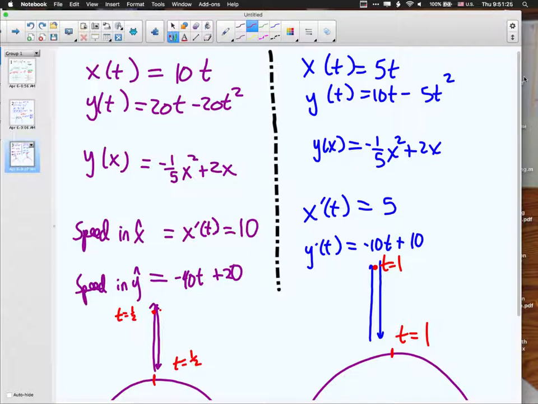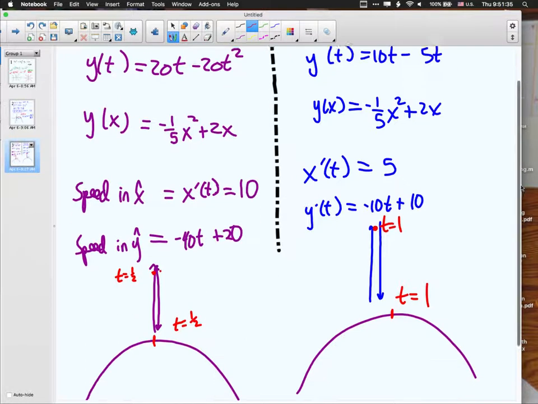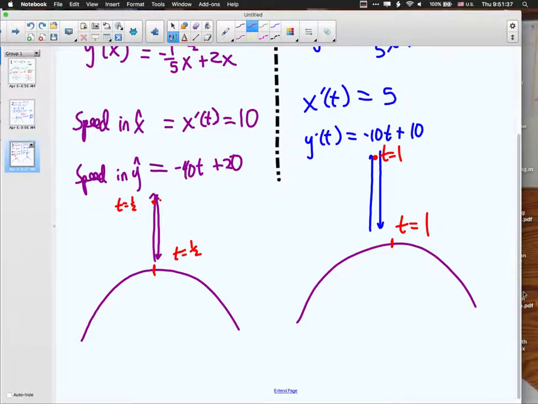Because when we plug in 1 into this equation, we get 5 times 1 is 5. And then we get 10 minus 5 is 5. So according to our equations, this point is at 5.